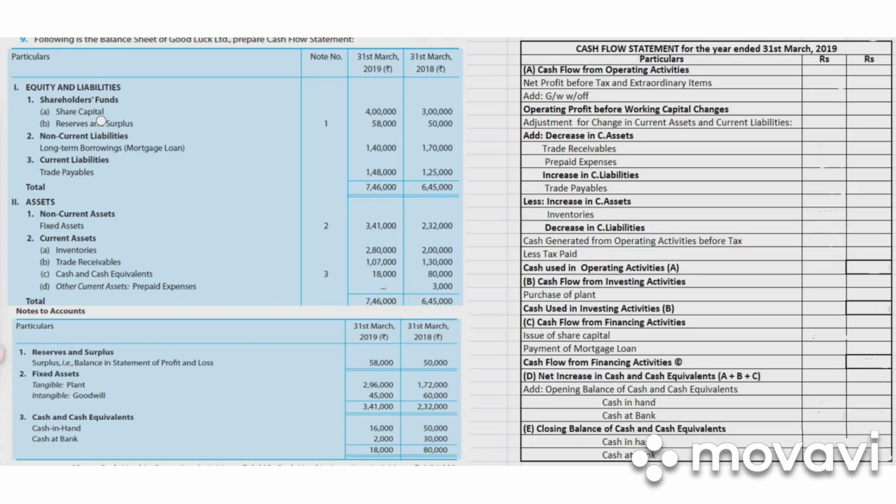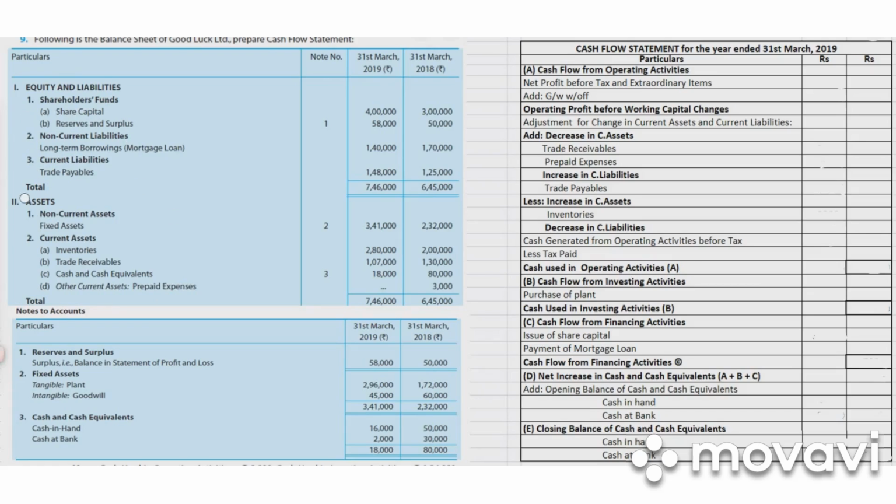Now in the balance sheet, it has basically two main parts, that is equity and liabilities. Under equity and liabilities, shareholders funds is given, then reserves and surplus is given, and there the subsections are given. Below reserves and surplus, you can see there is balance in statement of profit and loss. It is given very clearly. So shareholders funds is there, non-current liabilities are there, current liabilities are there. All three make up the equity and liabilities part.